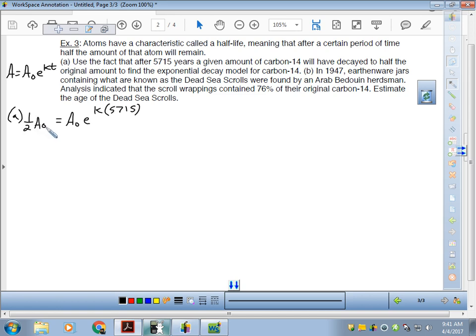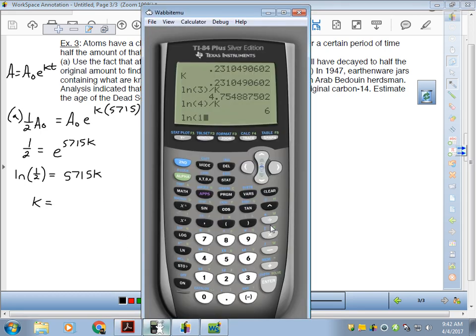So 1/2 times the original. Divide the original amount over, you get 1/2 equals e to the 5,715k. Take a natural log on both sides, so natural log of 1/2 equals 5,715k. Divide the 5,715 across to get your k value. So natural log of 1/2 divided by 5,715.